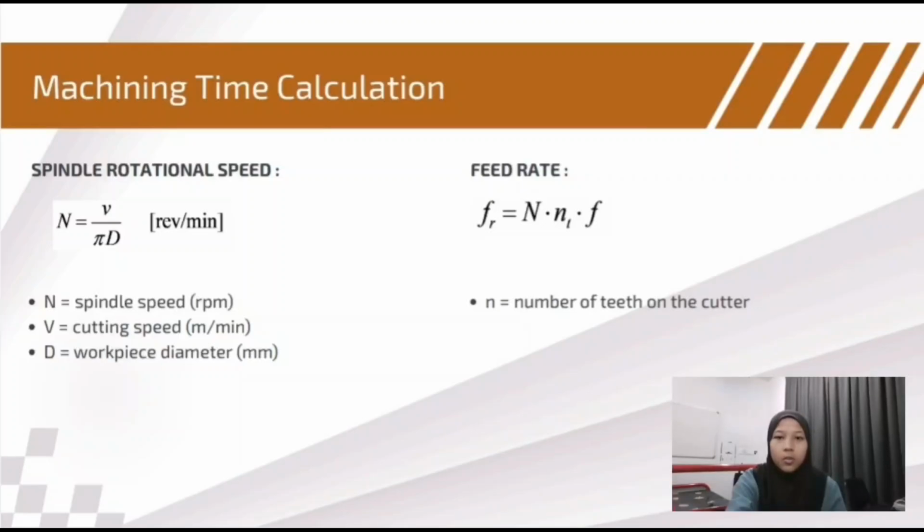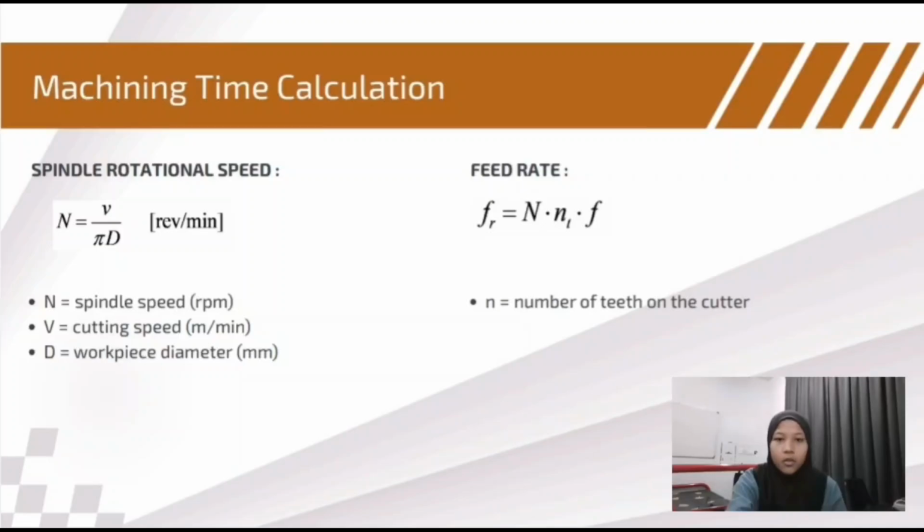I will present my part, which is machining time calculation for slab milling and face milling, and material removal rate. First we go to the spindle rotational speed. For spindle rotational speed, we use N equals V divided by pi times D, where V is the cutting speed and D is the diameter of the workpiece.